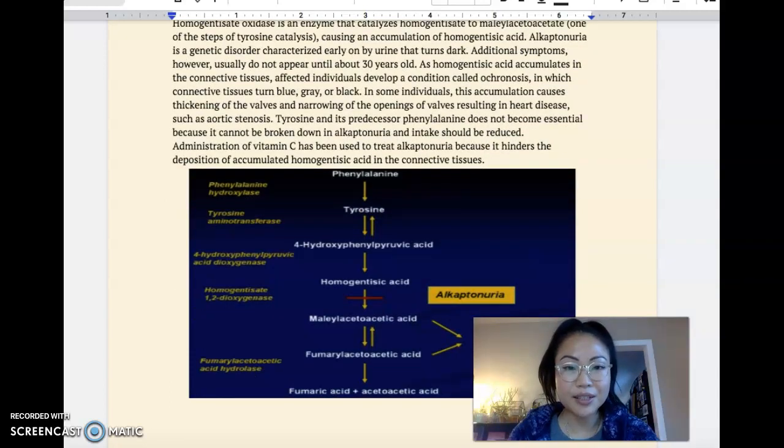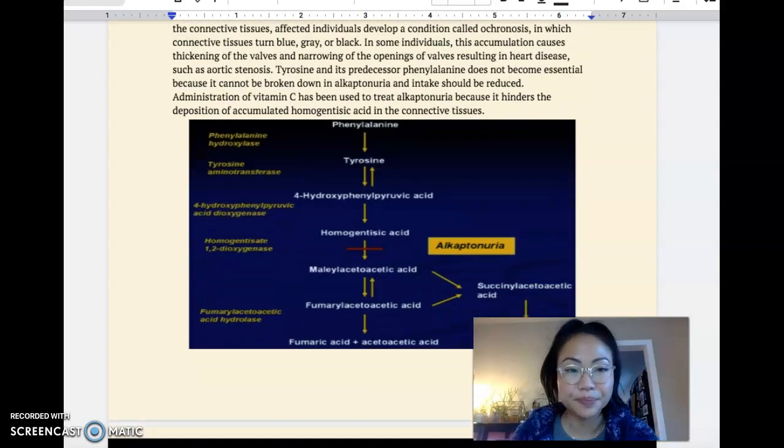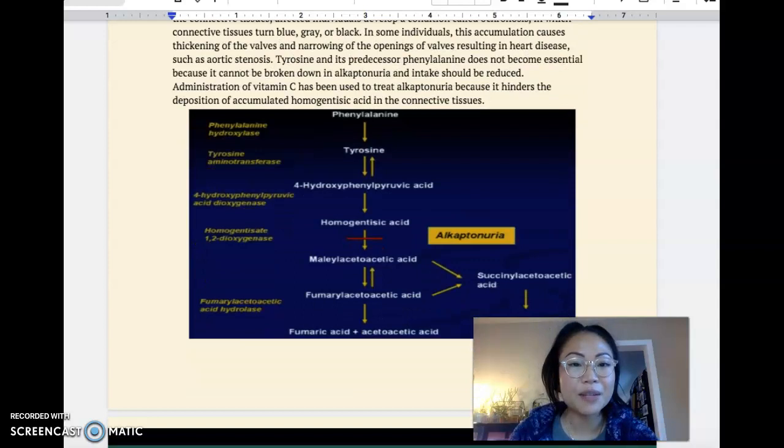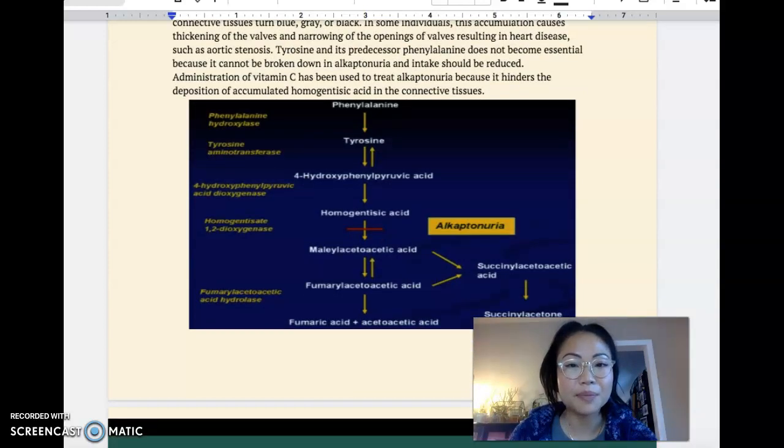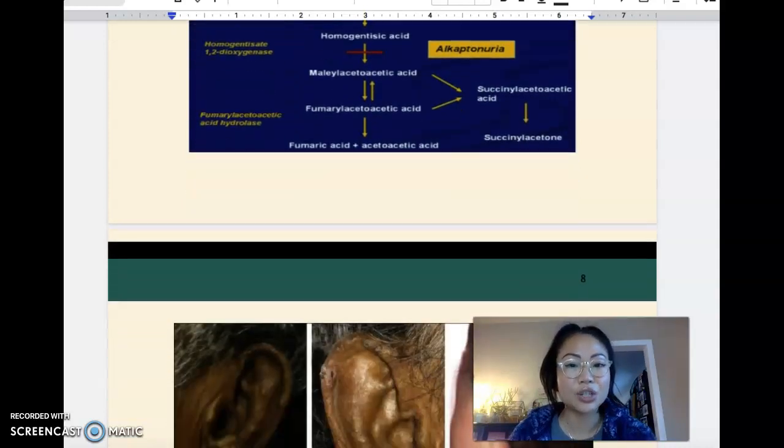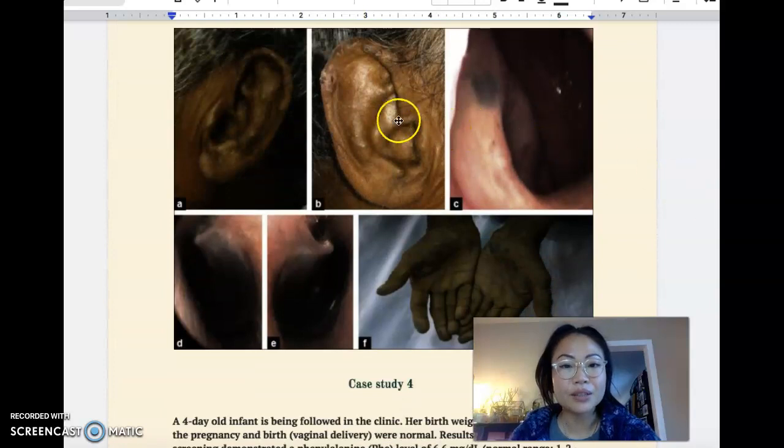Tyrosine and its precursor, phenylalanine, do not become essential because they cannot be broken down in alkaptonuria, and intake should actually be reduced. Administration of vitamin C has been used to treat alkaptonuria because it hinders the deposition of accumulated homogentisic acid in the connective tissues. And that's what it looks like here.